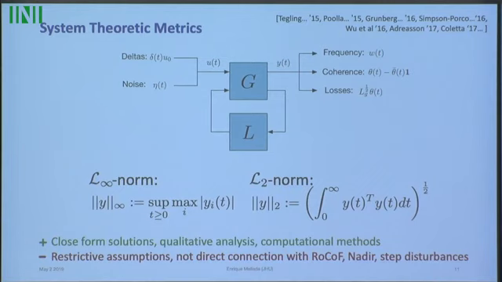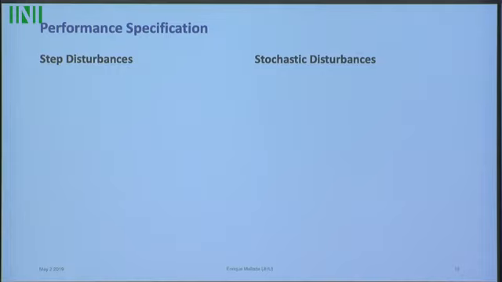Anyways, I think that there are these connections between Nadir, Rokov, and even step disturbances. Most of these models did not cover step disturbances, which is when you disconnect a demand or something like that. Okay. So here's my attempt to put the things together, connect power engineering with system theoretic tools.